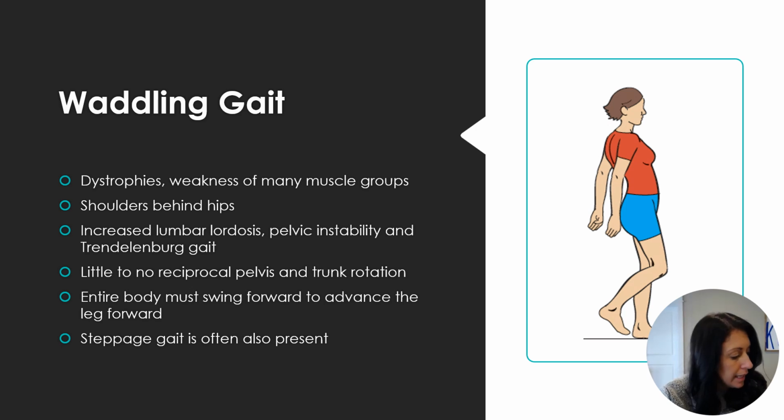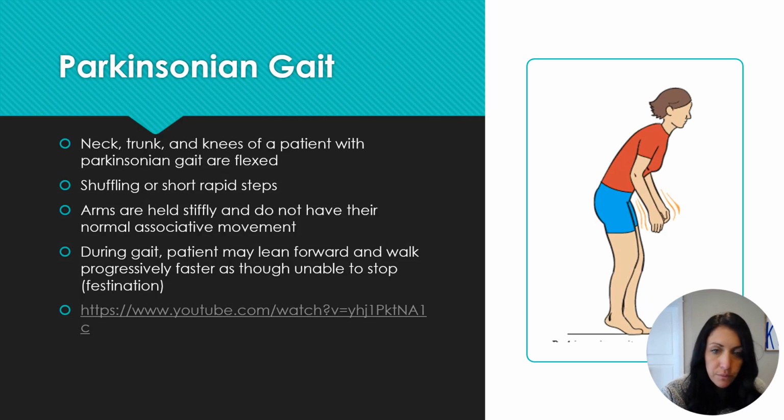The waddling gait. For this one, they could have weakness in many muscles, like dystrophies. You might see the shoulder behind the hips, increased lumbar lordosis, pelvic instability, and Trendelenburg gait. They'll have little to no reciprocal pelvis and trunk rotation, and the entire body must swing forward to advance the leg forward. And often the steppage gait is also present. I think I have maybe a video online for that. If not, you can look that up too.